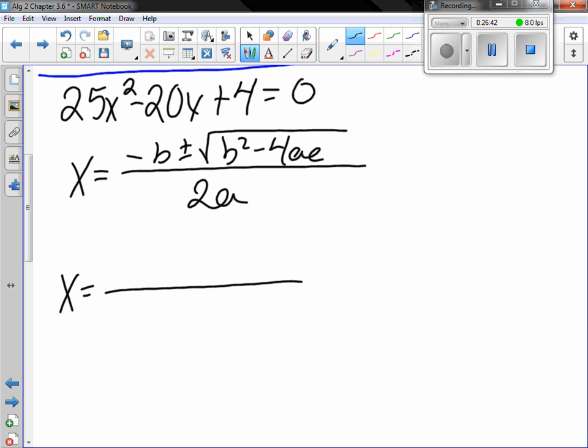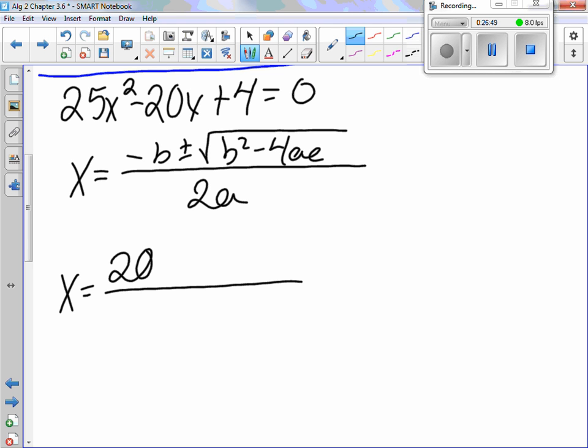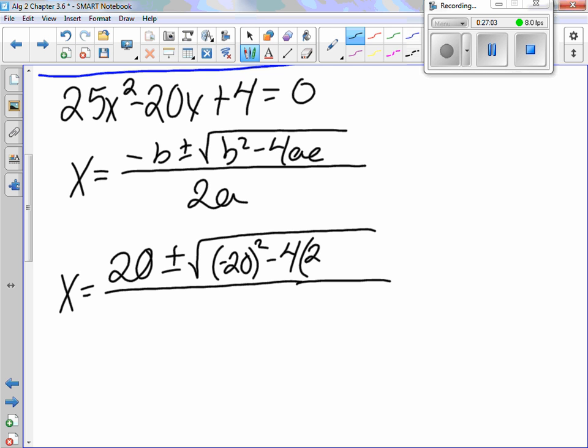Okay, so we have negative b. Well, b is, it'd be positive 20, because a negative and a negative would make a positive. Plus or minus the square root of negative 20 squared minus 4. Well, the value of a this time is 25. The value of c is... all over 2a. Well, we said a was 25, yes? What is 25 times 2?